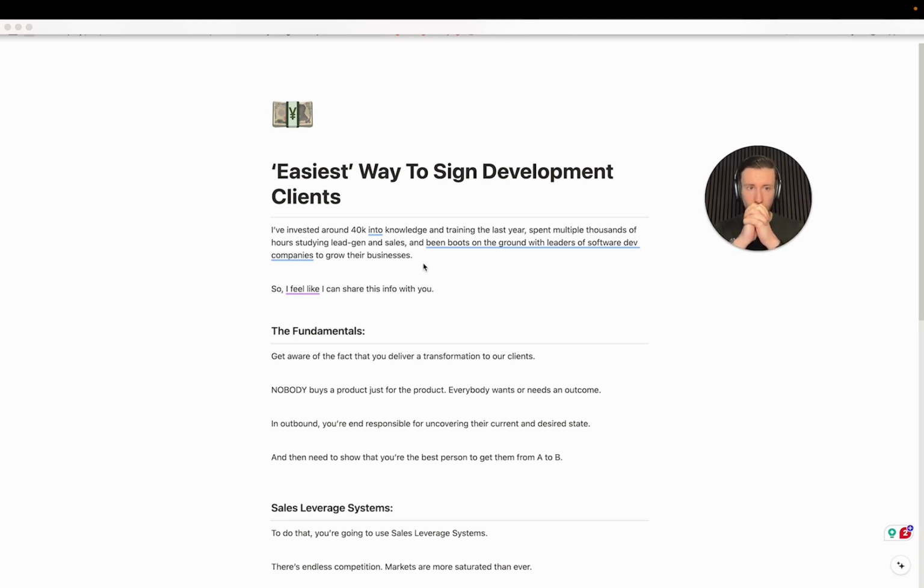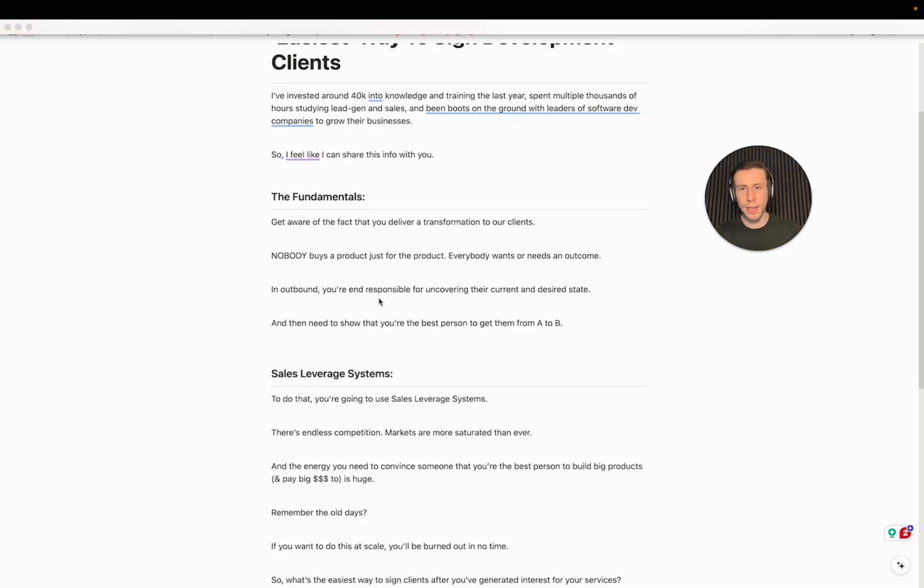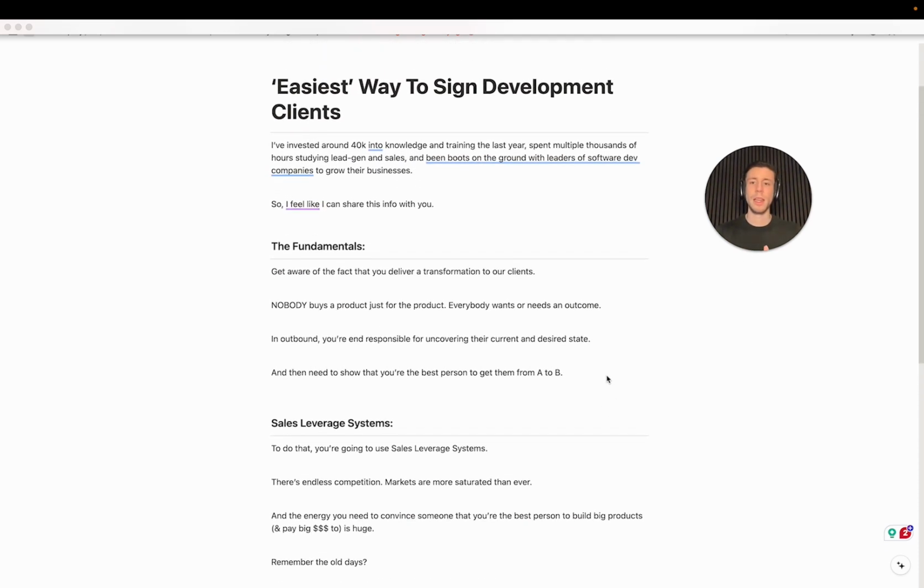So there are a few fundamentals on signing these clients, and for a lot of our clients this is a big mindset shift that they need to make. The first one is that you need to become aware of the fact that you deliver a transformation to your clients. People don't buy the product that you will build for them. They buy because they want a specific outcome. That outcome could be an increase in revenue, a decrease in overhead, an increase in efficiency, an increase in whatever. There is an outcome tied to the service that you deliver.